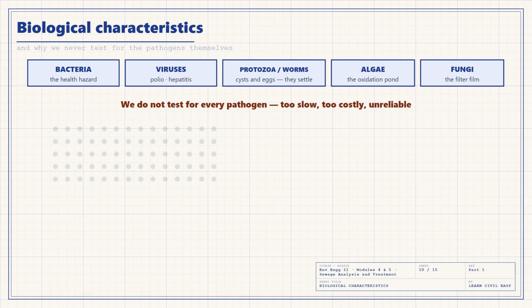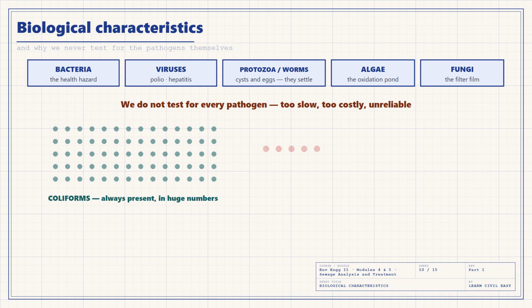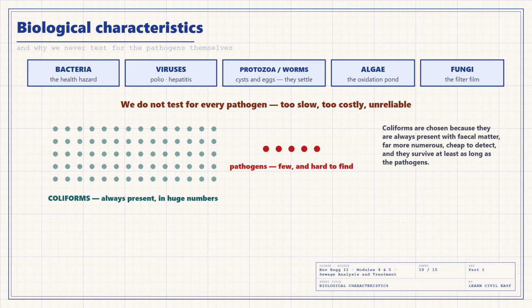Now here is the idea that questions are built on. We do not test sewage for every pathogen. That would be slow, expensive, and unreliable. Instead, we count the coliform group, the bacteria that live in the intestines of warm-blooded animals, of which E. coli is the most familiar.